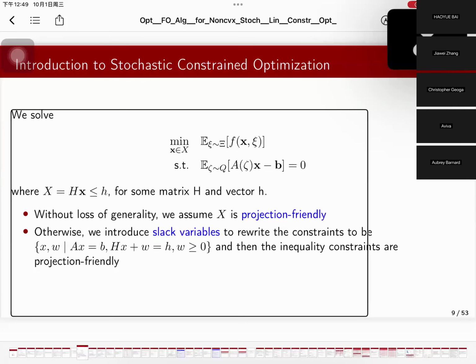Suppose h(x) less than or equal to 0 is not easy to do projection. We can just add slack variables w to make the inequality constraint an equality constraint, and the inequality constraint becomes only w larger than or equal to 0. Then it's easy to do projection. So this means we can assume capital X is easy to do projection without loss of generality.